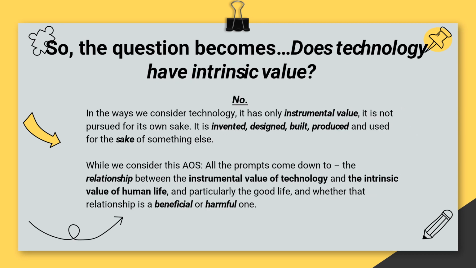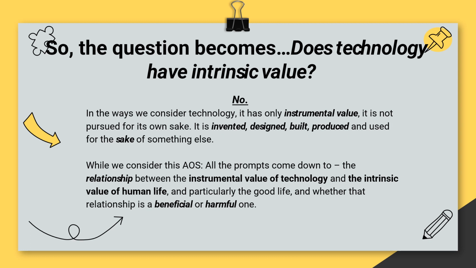So when we end up considering technology as a tool for the good life, the consideration becomes one of the instrumental value of technology, with the focus being on whether this tool that we now have at our disposal is one that can benefit or hinder our seeking of the good life and help us attain what is actually intrinsically valuable. Because the question really is, does technology have intrinsic value? And we know that the answer is no. We know that it's not something sought out of its own sake. In the ways that we consider technology, it only has instrumental value. It is not pursued for its own sake. It's invented, designed, built, produced, and used for the sake of something else.